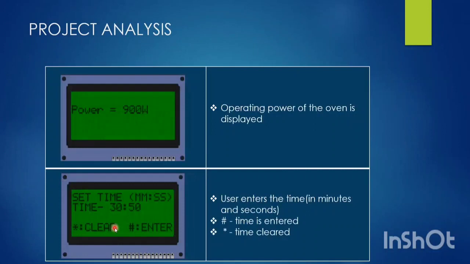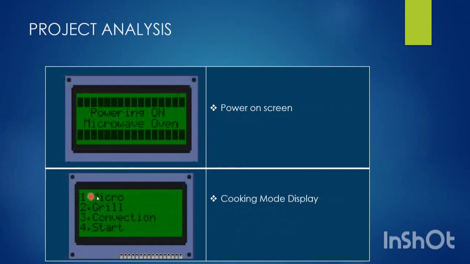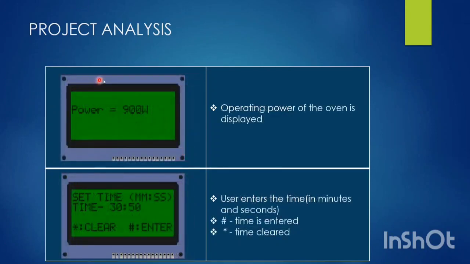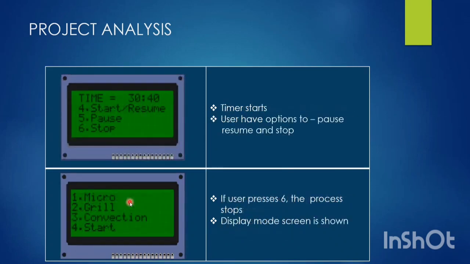And next, if the user selects the first, that is the micro mode, then the operating power will be shown in the next screen. Within 2 seconds, the option for setting the time will appear, where the user can enter the time in seconds and minutes. It's given as 50 seconds and 30 minutes. I entered it like this.